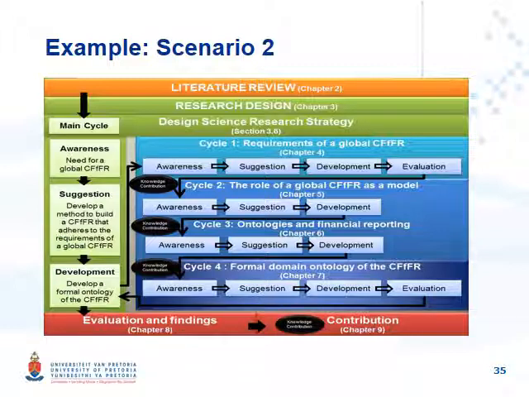An example of this is here where you can see the chapter map for a thesis, where the student started with the main cycle, the awareness and the suggestion and development. And then from his development, he moved out and went into different cycles. First, once again, awareness, suggestion, development, evaluation cycle. Cycle 2, awareness, suggestion, development. Cycle 3, awareness, suggestion, development. And cycle 4. When he was finished with all his different cycles, he came back and then he did his main evaluation.